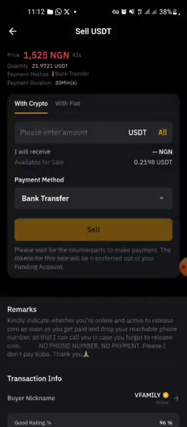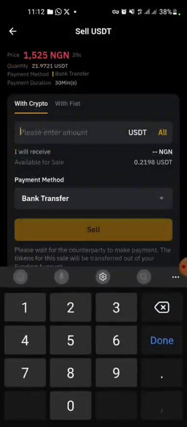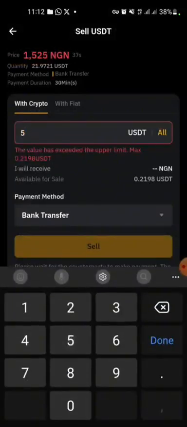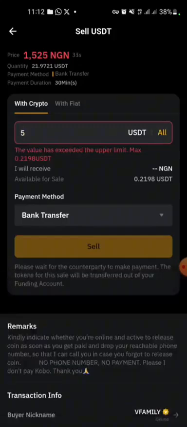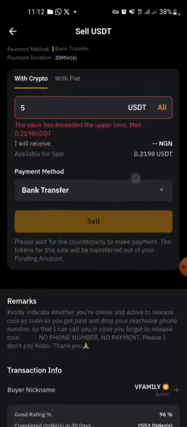This is the next page. So you include the amount you want to trade. That's 5 USDT, right? I don't have up to 5 USDT, that's why this red message is here. Assume you are doing it with 5 USDT. Then bank transfer payment method. You select your payment method, and you sell. Had it been I'm doing it, I would have done it here. So you just select the sell button.